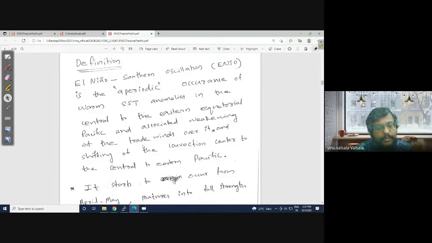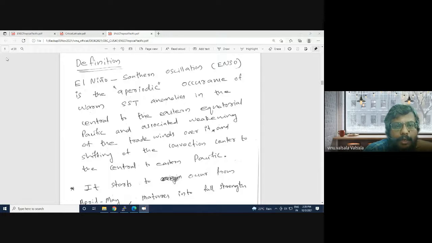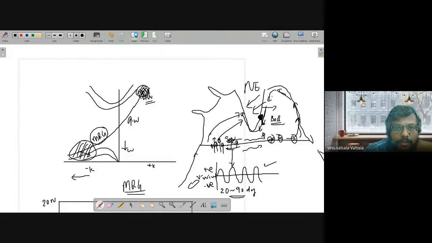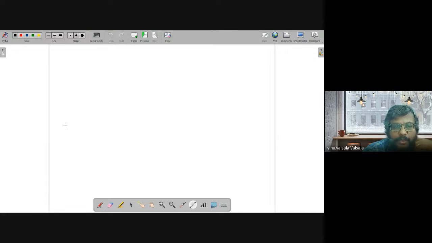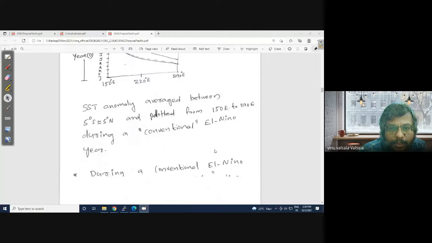This is not very accurate, but most of the observed features of El Nino you can find out from this definition. So let us read it again. El Nino Southern Oscillation is the aperiodic occurrence of warm SST anomalies in the central to the eastern equatorial Pacific and associated weakening of the trade winds over it and shifting of the convection center to the central to the eastern Pacific. So how can an El Nino be pictorially represented? A pictorial representation of El Nino can be given as I am going to draw here. If you have the tropical Pacific, let us draw the vertical section, okay? Or maybe I have a diagram already here. I don't have to draw it here.